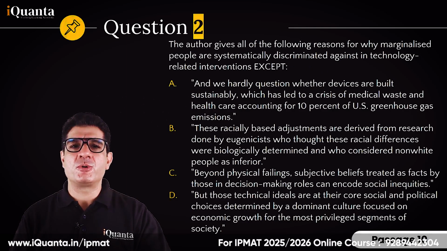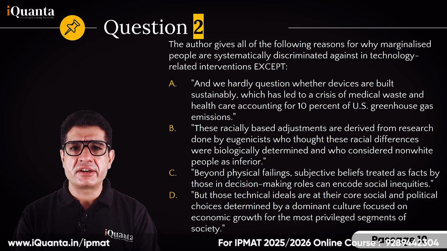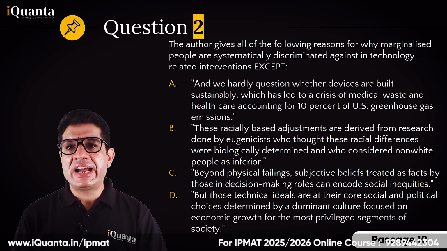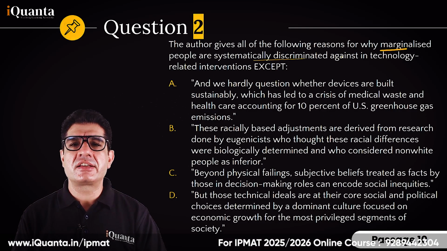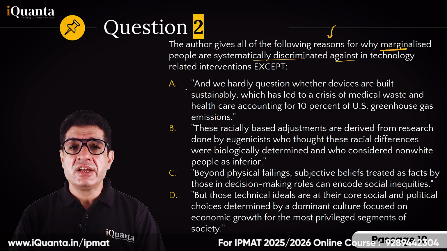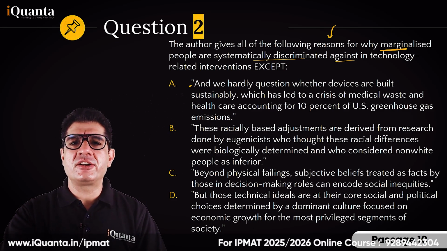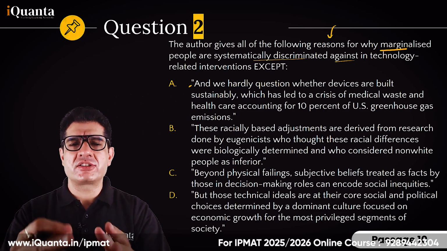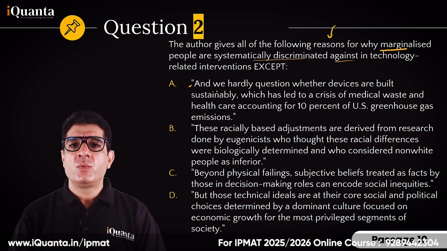Let's have a look at question number 2. The author gives all of the following reasons for why marginalized people are systematically discriminated against in technology related interventions, except. So why are marginalized people systematically discriminated against? So there are some reasons offered. Let's go ahead and dive into it and see. Considering that every answer choice seems to quote a part of the passage, I think we simply need to look at the ones which are connected to the marginalized and their disempowerment.